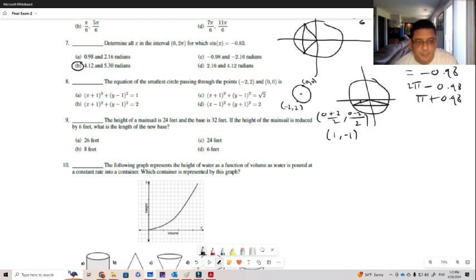Wait a minute, I'm doing it backwards. It's the midpoint. So the midpoint is minus 2 plus 0 over 2, so it doesn't get the opposite sign. And here is 0 plus 2 divided by 2, so this is the point minus 1, 1. It's opposite sign in the equation. Gotta be careful with that.